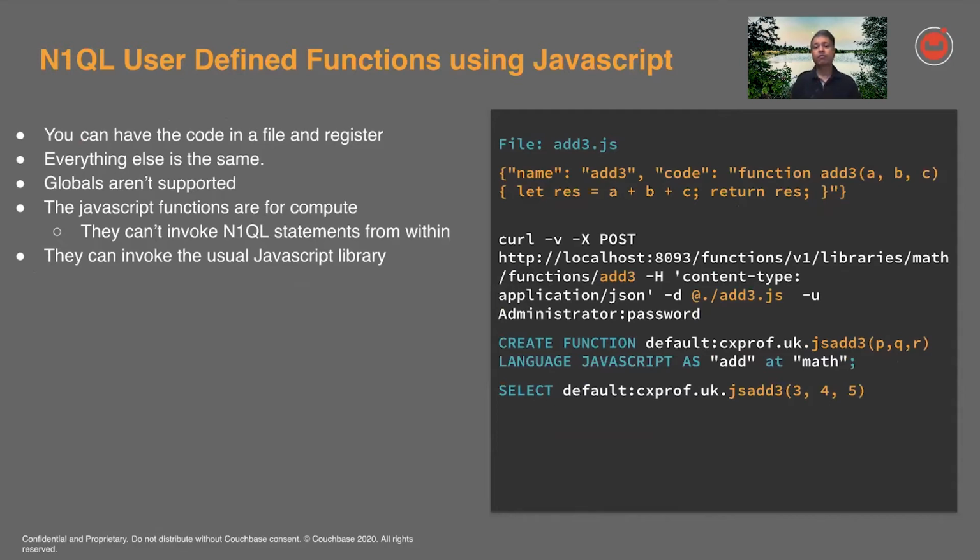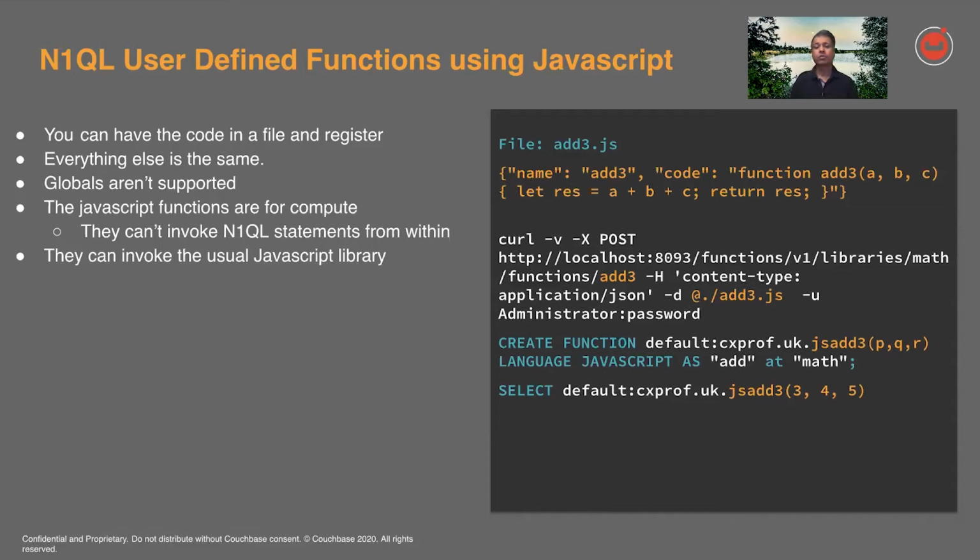So let's say you have a larger JavaScript function. You can store the JavaScript code itself in a file, and then you register that function into a Nickel library using curl, as I've shown here. Once you add it to the library, you simply create the function and invoke it as usual.